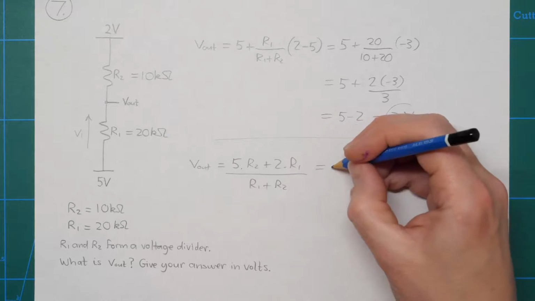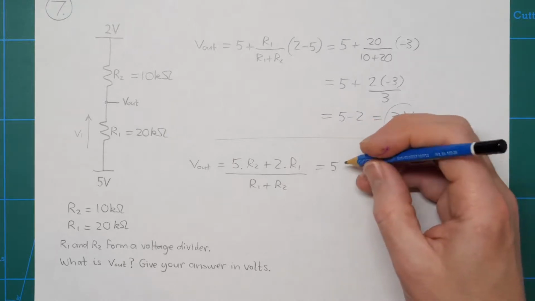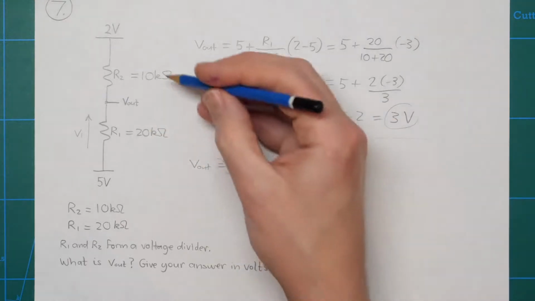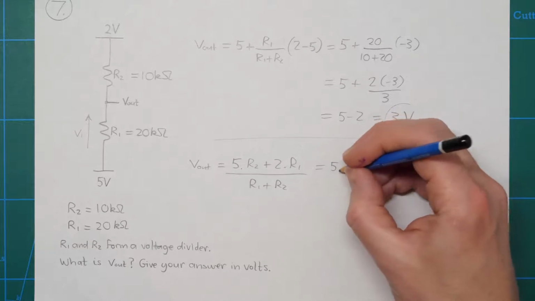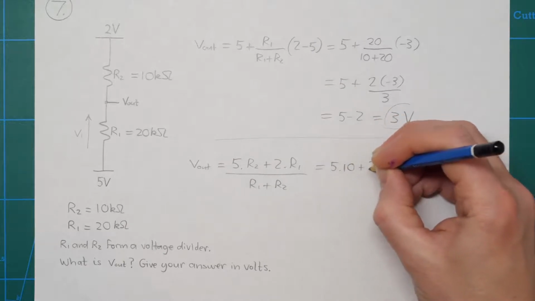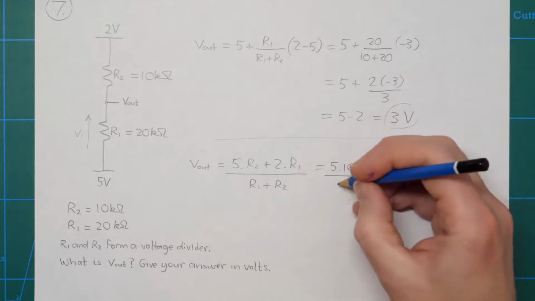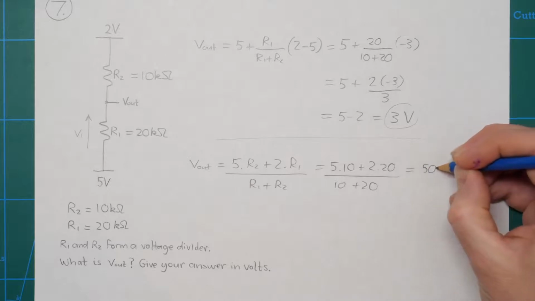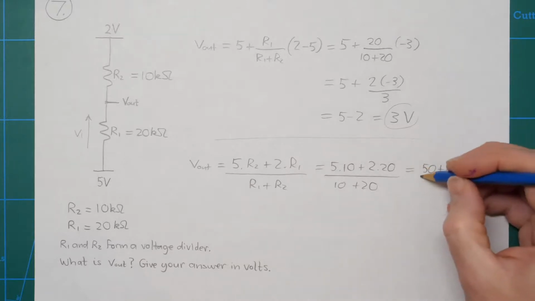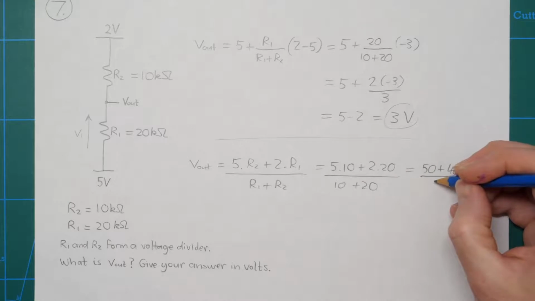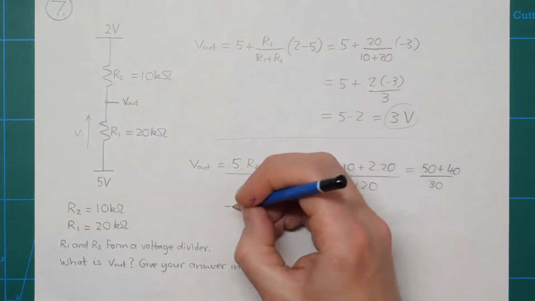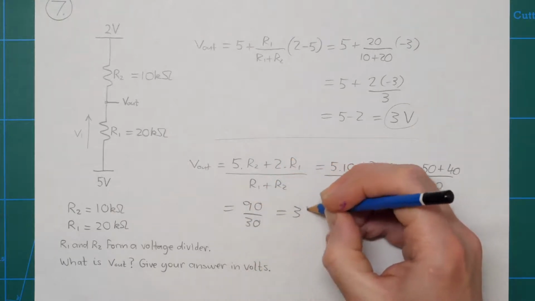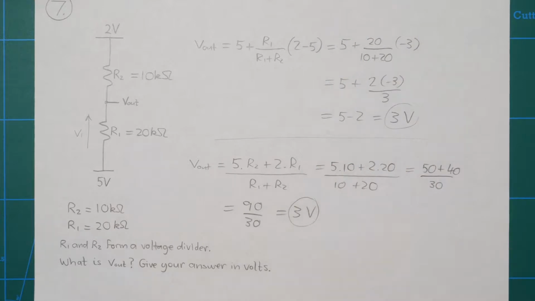So in this case that is 5. Again, I'm just going to leave off the thousands because everything's multiplied by 1,000 here because it's all kiloohms. So 5 times 10 plus 2 times 20 over 10 plus 20. So that's 50 plus 40 over 30, which is equal to 90 over 30, which is 3 volts. So same answer. So that's question 7.